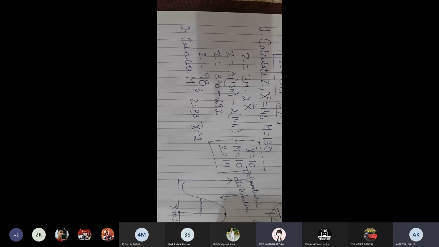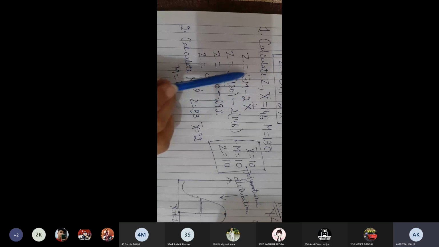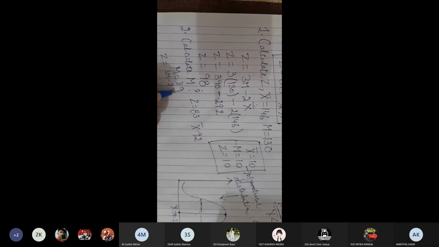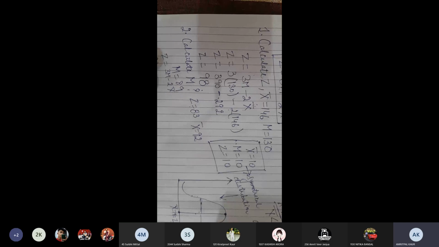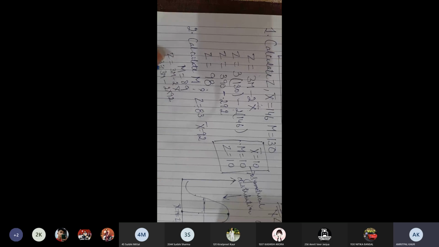89. Okay, median is equal to 89. Simply you can fill the values in this formula, whatever is given. So mode is equal to 3 median minus 2 mean. Mode is already given, 83, is equal to 3 median, because we have to find out, minus 2 into 92. When you solve it, you will get the answer.